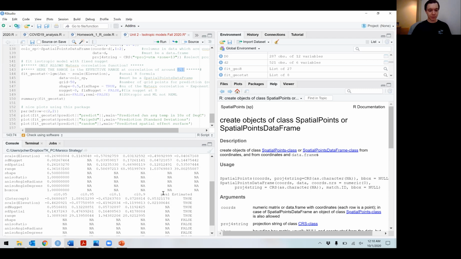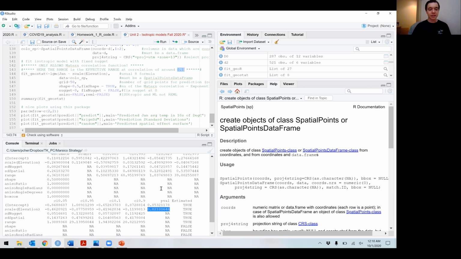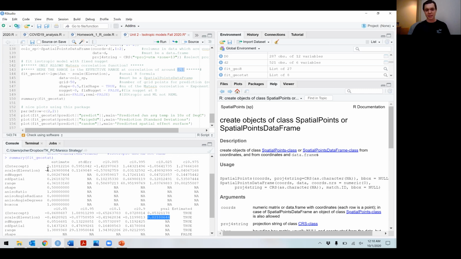And there are people who are really into p-values, and I'm okay with that, but I do prefer confidence intervals personally. But you can just glance at this p-value that is less than 0.05. So we show that there is a statistically significant effect of elevation on January temperatures in the presence of spatial correlation.